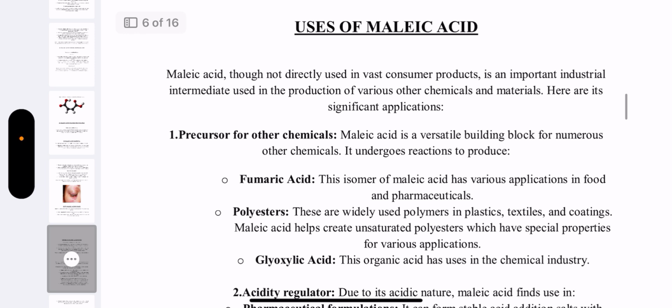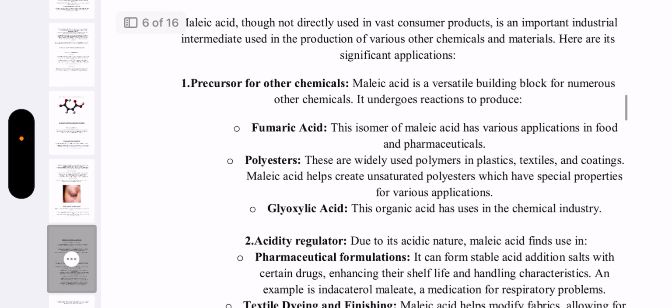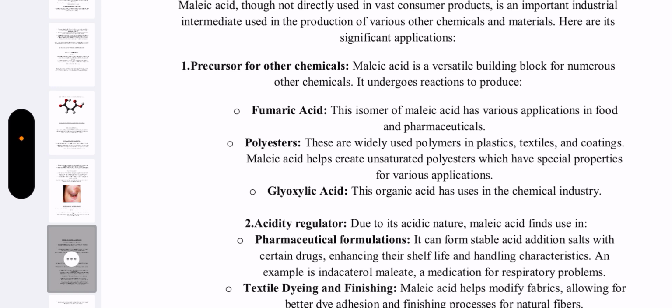Uses of malic acid. Malic acid is not directly used in consumer products. It is an important industrial intermediate used in the production of various other chemicals and materials. It is a very versatile building block for numerous other chemicals and can undergo reactions to produce other acids. The resins have various applications in food and pharmaceuticals, polishes, and adhesives, and are widely used in polymers, plastics, and coatings. Malic acid helps create unsaturated polyester, which has special properties for various applications.